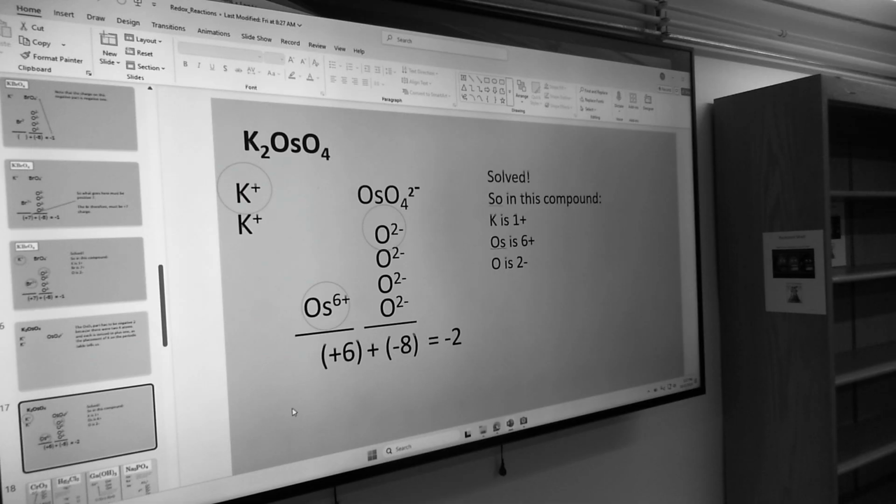Are you with me? We know that OsO4 was 2 negative because we took 2 positive charges off, namely the potassiums. So we knew this had to be -2. So I put the -2 down here, I added up my charges from oxygen, and if you completed the math, you would figure out that +6 is what has to be here. There's only one osmium, so potassium oxidation state is +1, osmium is +6, and oxygen is -2.